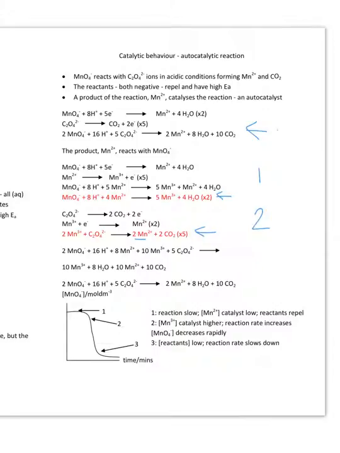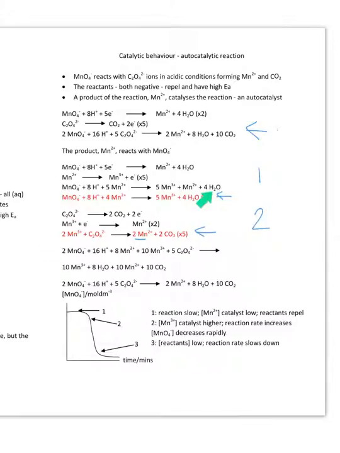So what I'm going to do is times this equation by 2. I'll get a green highlighter now. So I'm going to multiply this equation by 2. That means I will get 10 Mn3+s on the right. I'm going to multiply this equation by 5. That means I will get 10 Mn3+s on the left. Then they will cancel. So we end up having this as an overall equation.